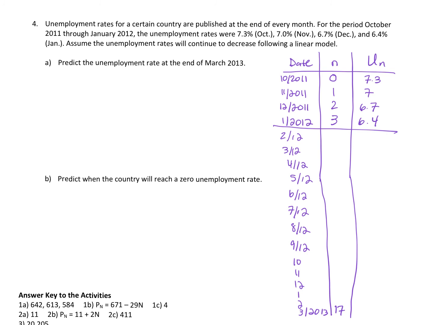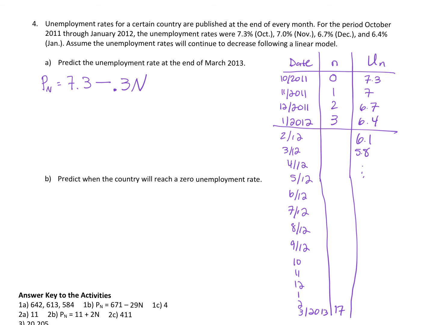Okay, so we're going to assume that these keep going down in a linear fashion, which means that we're going to keep subtracting 0.3. 7.3 minus 0.3 is 7, minus 0.3 is 6.7, minus 0.3 is 6.4. So my next one would be 6.1, and then 5.8, etc. Okay, so let's see if I can come up with a formula that might help me answer this question. So if I have an explicit formula, I'm going to say, well, my first unemployment recording is 7.3, and then I'm going to keep subtracting 0.3 over and over, n times, so minus 0.3 n.